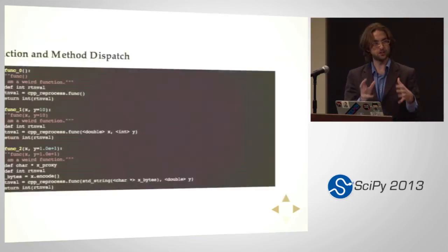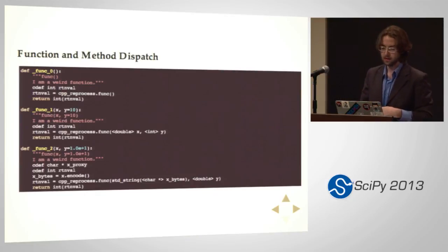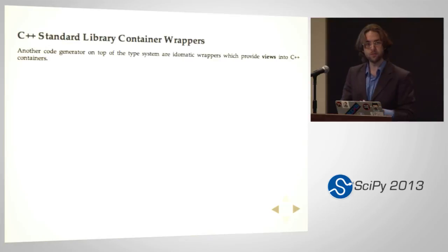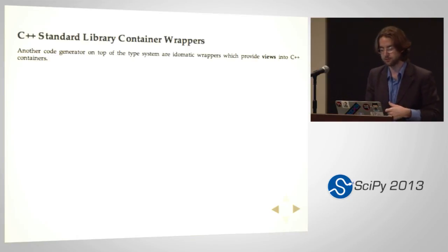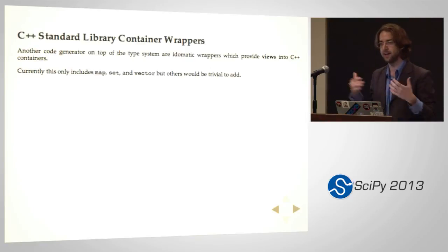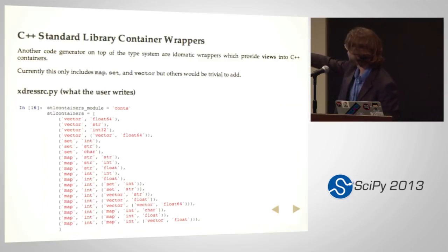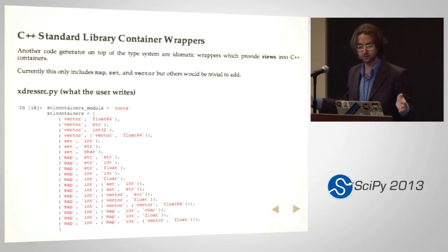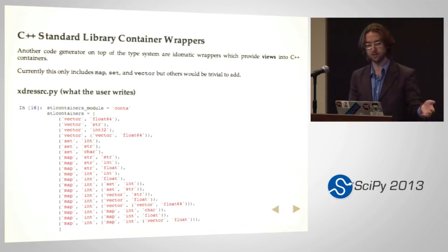Okay, so the Cython generator is kind of one plugin or one thing that you can do with the type system. Another code generator that you can write are idiomatic wrappers to the standard library containers, right? So people like using map and set and vector and stuff. But you, from Python, want to view those as collections instances of those same objects. And you want to get those as views, not as copies. So what you do, here's a sort of larger example, but you just write out a bunch of types that you want generated, and it'll go ahead and make this standard library containers module here.